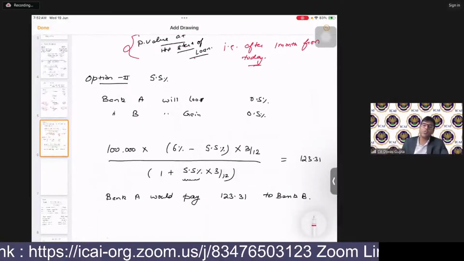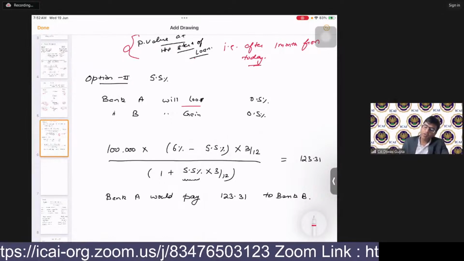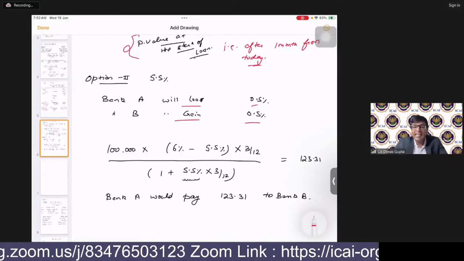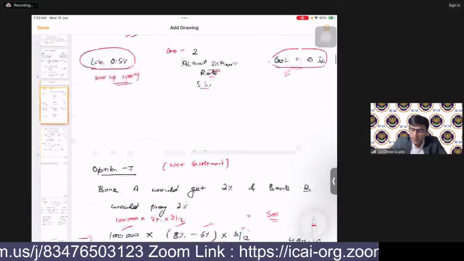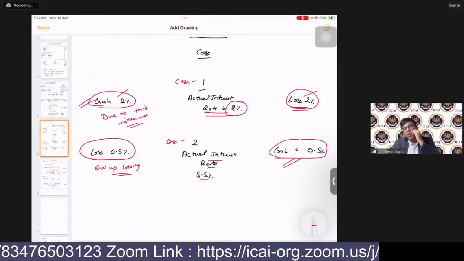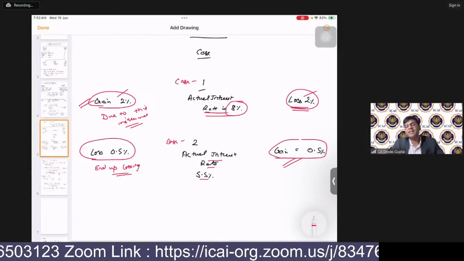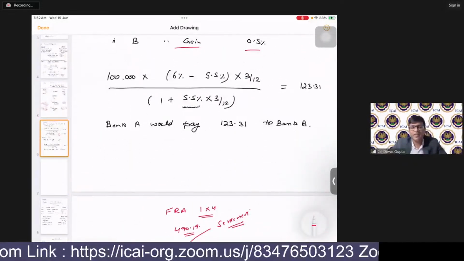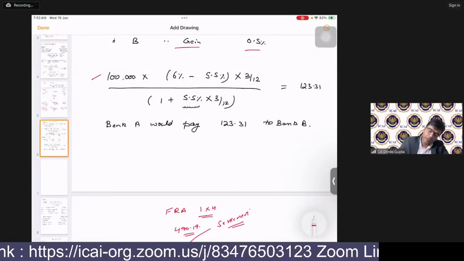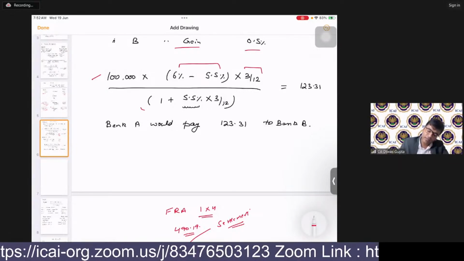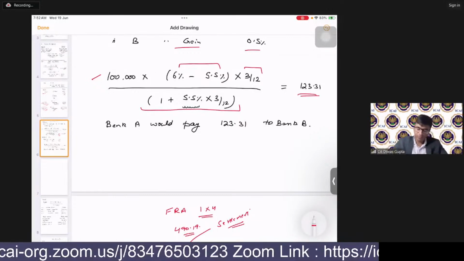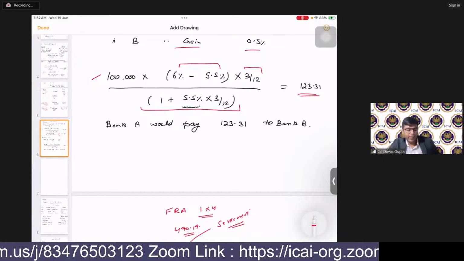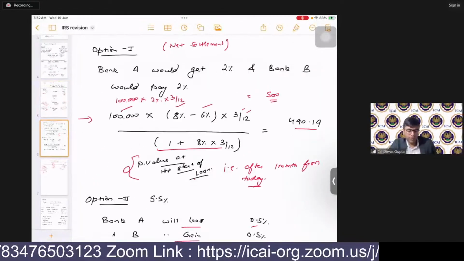Now let's come to option number 2. In option number 2, we said that bank A will lose 0.5 and bank B will gain 0.5. The moment bank B will gain, why? Because the actual interest rate has gone down, right? Bank B has agreed to invest. That is why it is gaining. Now the calculation will be very much similar. 1 lakh into 0.5% for 3 months. Again, taking a present value, we will arrive at 123.31. Clear, students? Any queries or any doubts till now, students, please do let me know.